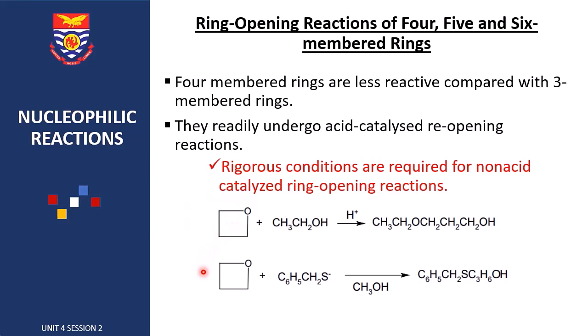So when it's an acid catalyzed reaction, the ring opening reaction is quite simple and straightforward. However, when the reaction is not occurring in acidic medium, then we need more vigorous conditions for the reaction to proceed. So we have here in an acidic media, this product being formed, but in non-acidic media, we need some vigorous conditions to make the reaction proceed. So please take note of the reaction mechanism, the starting material, and the ending products.